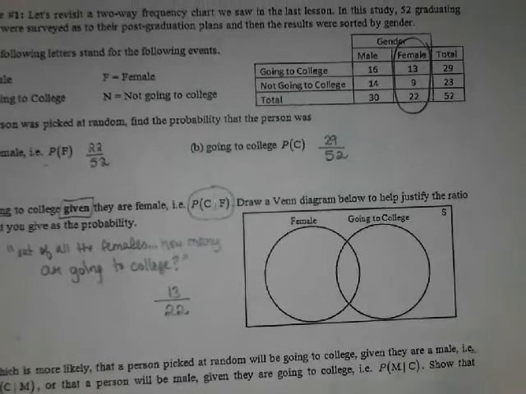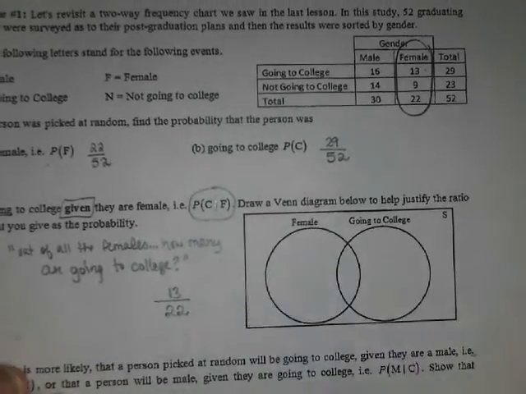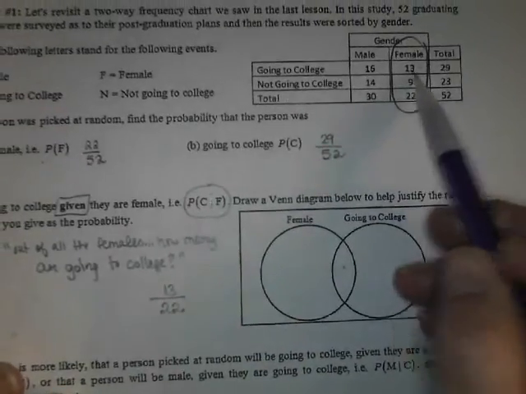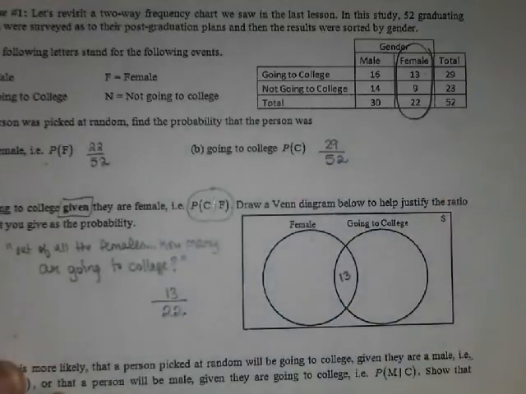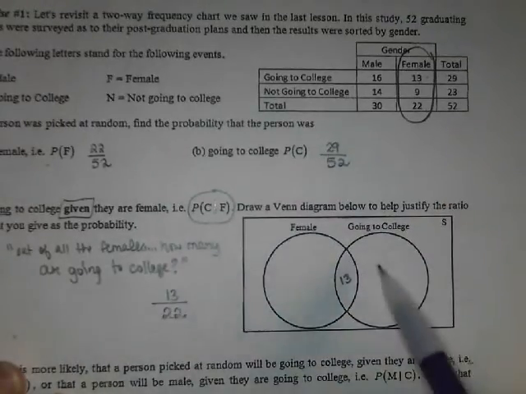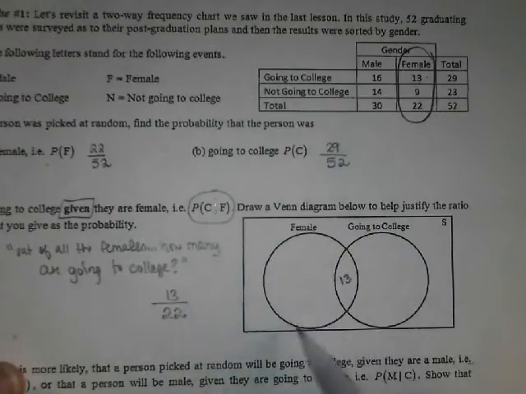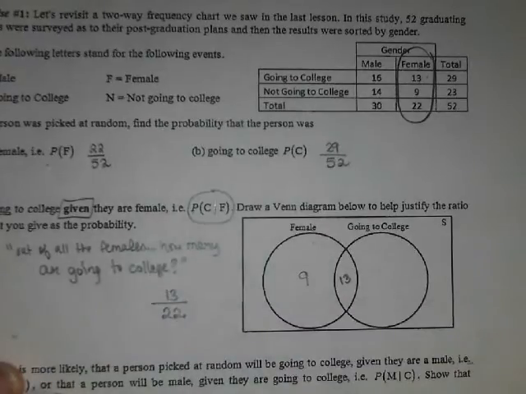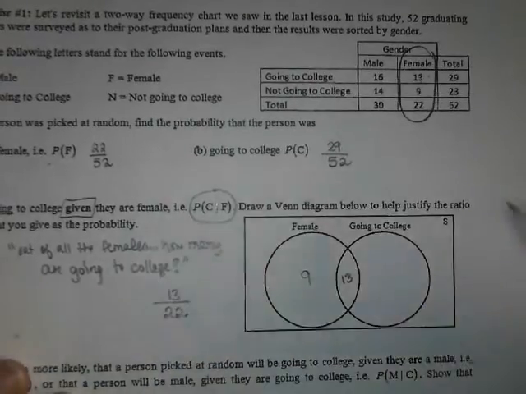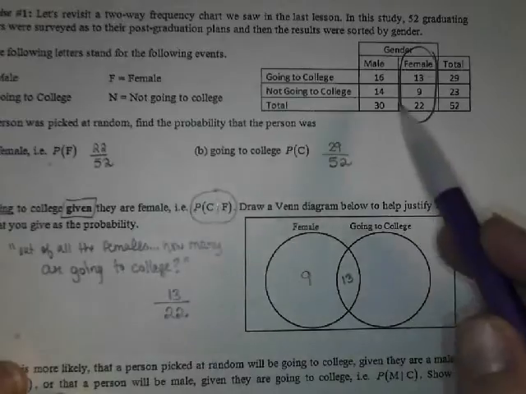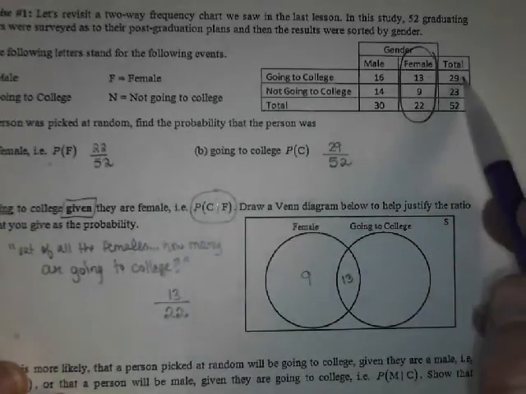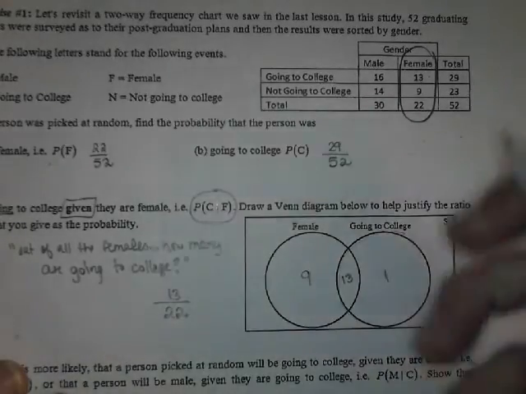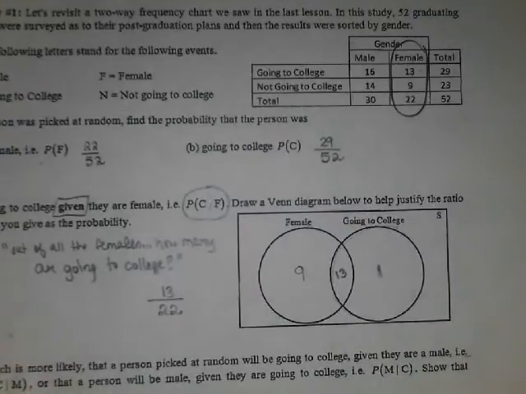Okay. To piggyback this with a Venn diagram, the overlap between females and those going to college was 13, so I'd plug a 13 into that overlap. There were a total of 22 females, so 13 and 9 adds up to that total of 22. And there were a total of 29 going to college, so I need 13 and this number to add up to 29, so 13 and 16.